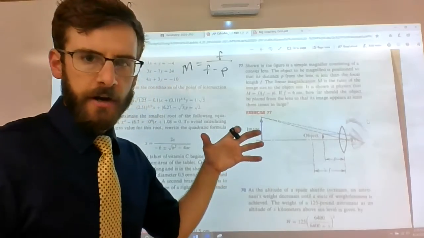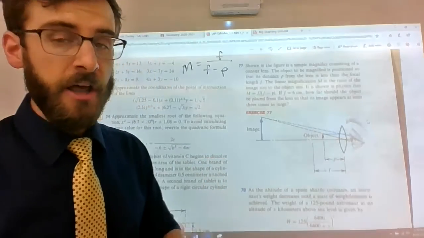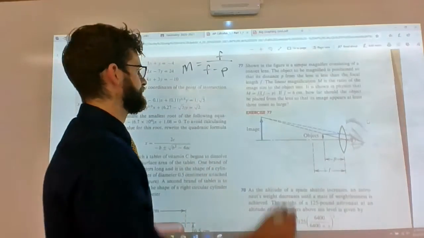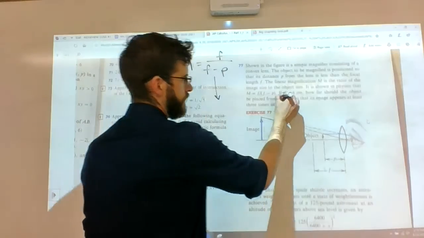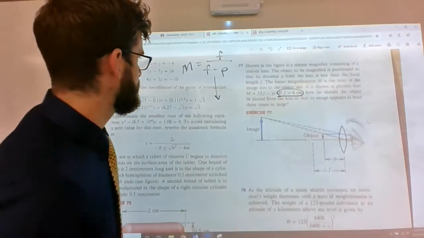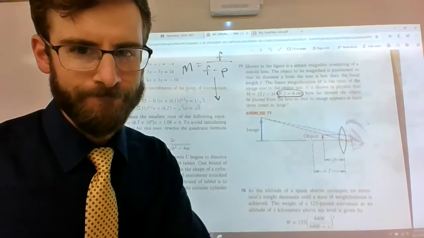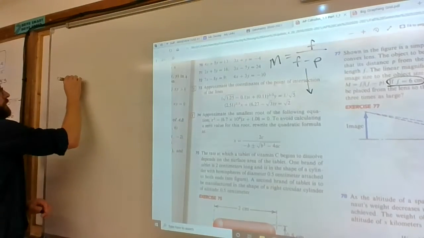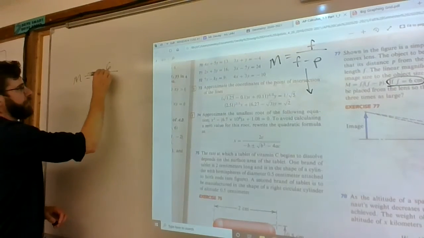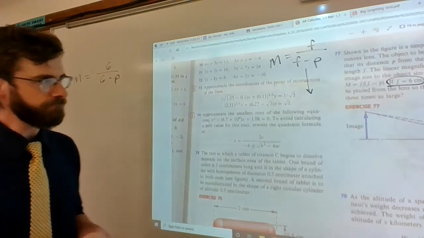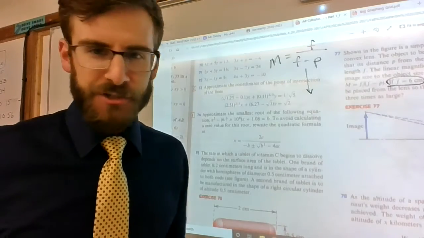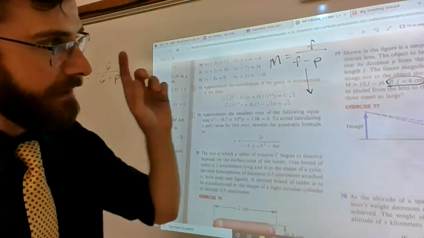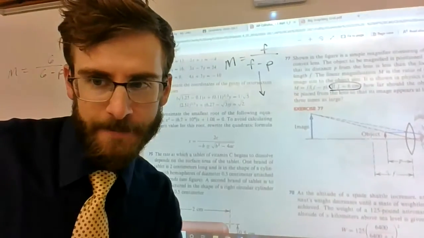So what they're doing is they're giving us 2 pieces of information. The first piece of information is they're saying let f be 6. F is 6 centimeters. So you know what? I'm going to try to do this over here. So m is equal to 6 over 6 minus p. I can't solve an equation if there's 2 variables, right? I got 2 variables. Here's the thing, though. This last statement.